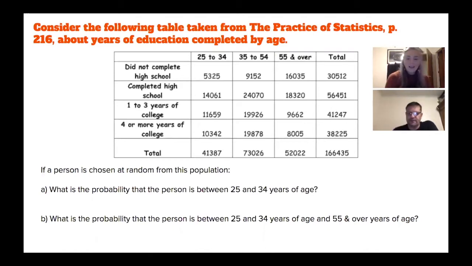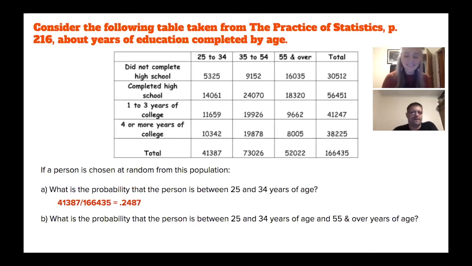Sure. I understand. And so the first thing we want to know is, what is the probability that a person is between 25 and 34 years of age? Well, that would be the total. There's no condition. We're talking about conditional probability, right? But we don't have any condition on that. So it's 41,378 divided by the 166,435, I think. Yep. Perfect.